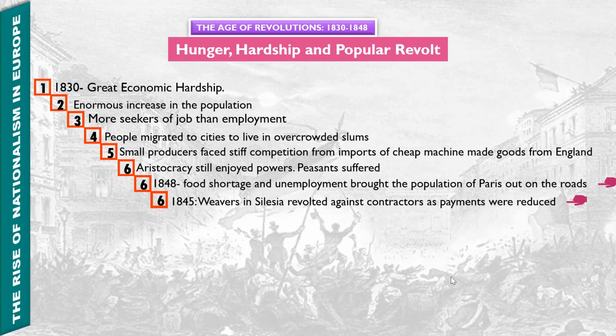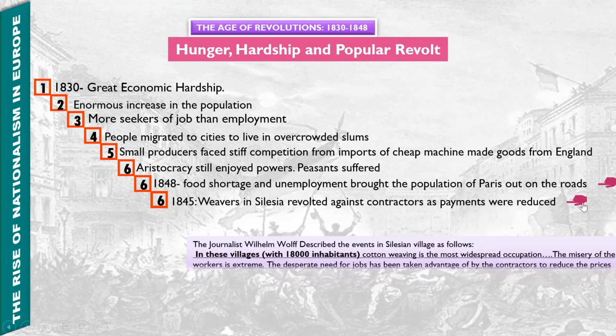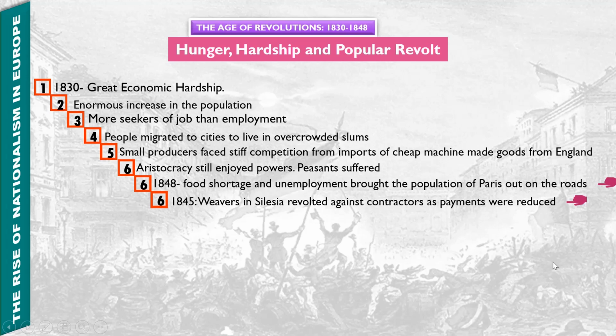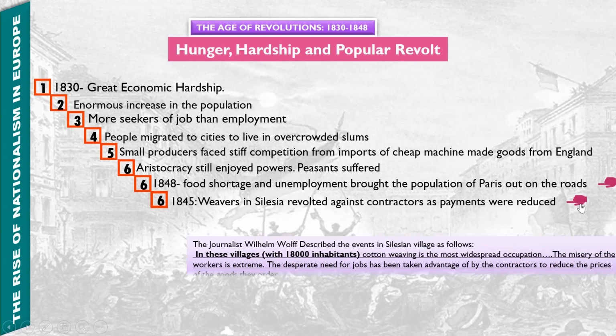The desperate need for jobs has been taken advantage of by the contractors to reduce the prices of the goods they order. On 4 June at 2 p.m., a large crowd of weavers emerged from their homes and marched in pairs up to the mansion of their contractor demanding higher wages. They were treated with scorn.